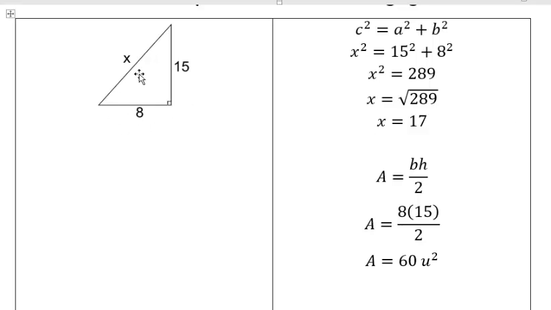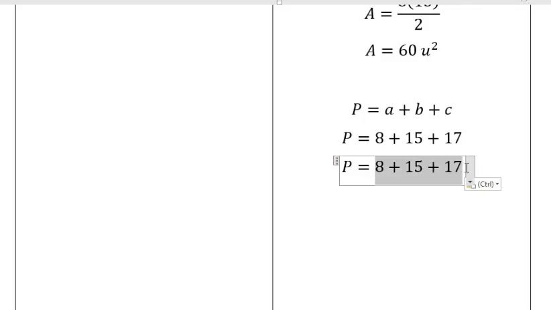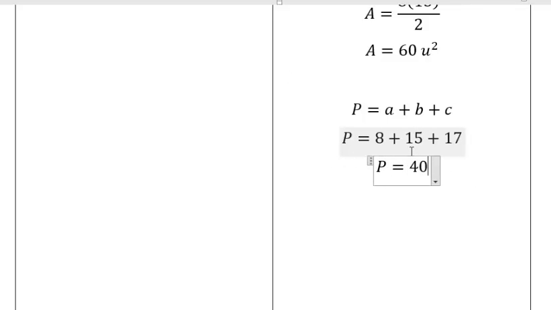It doesn't matter which one is A, which one is B, which one is C. You just need to add the three of them. So it will be 8 plus 15 plus 17. Now that we add them, it will give us 40. So 8 plus 15 plus 17 will be 40.